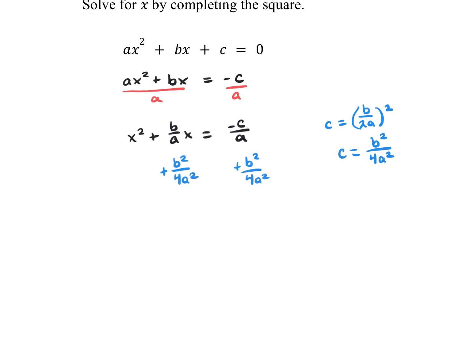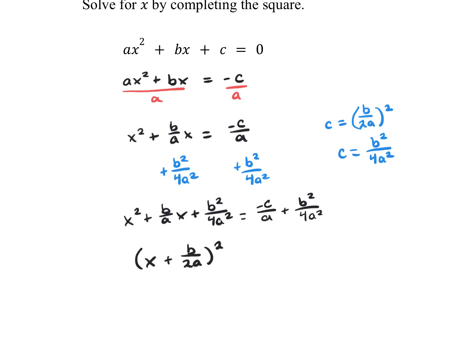All right, here's where we are so far. Here, I am going to eventually work to combine these two fractions, but I'll do that in the next step. Okay, so now I need to factor my perfect square trinomial. So I know it's always going to be half of whatever my b value is. So it's b over 2a squared.